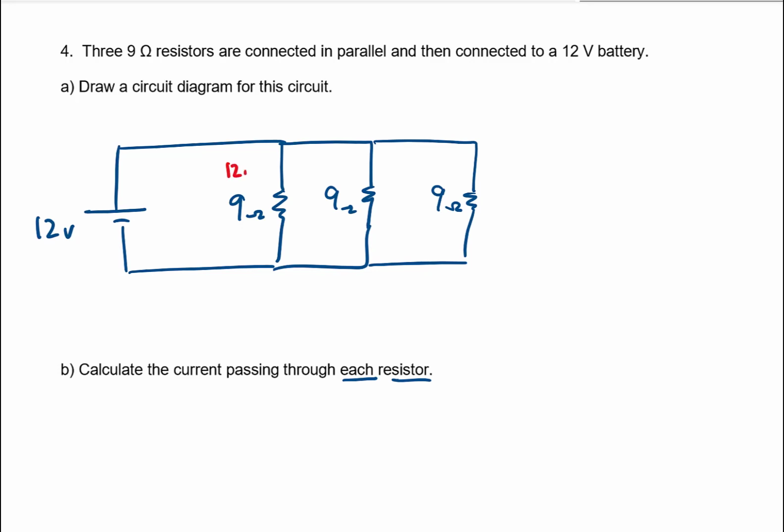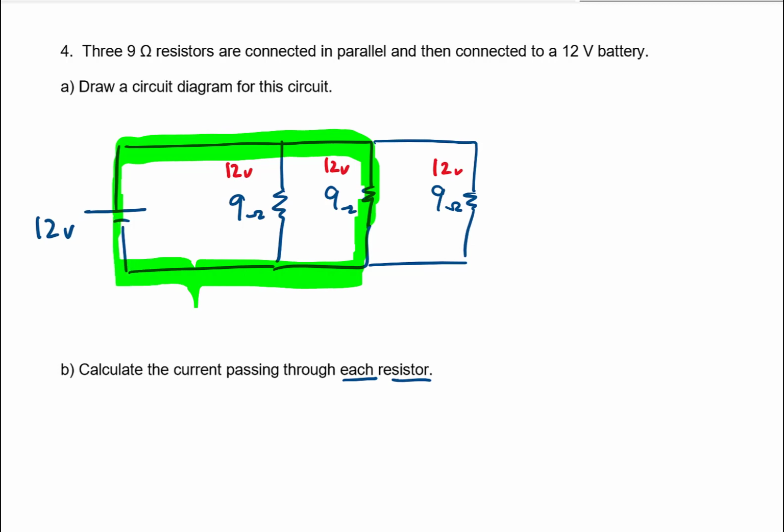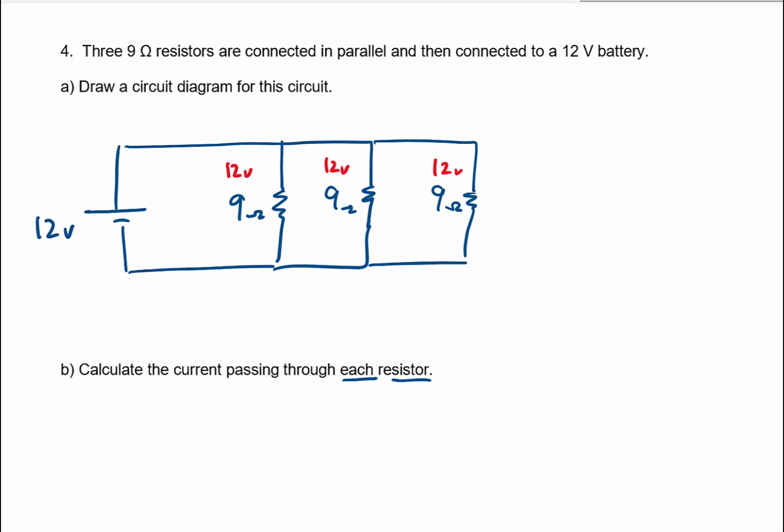Because they're in parallel, it's 12 volts being dropped across each one. If we want to think of it in terms of loops, one of our loops could be here, where all of the voltage is used up in that resistor. Another loop would be here, and notice that they are independent of each other. All 12 volts would be used up in that loop. And then our last parallel loop would be this one, where all 12 volts are used up in this last parallel loop right here. That's why all 12 volts get used up on each resistor.